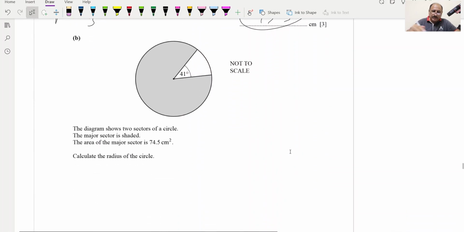Now B part, they are saying B part is also not to scale. The diagram shows two sectors of a circle. One is the smaller sector, which is unshaded. The major sector is shaded. The area of the major sector is provided, which is 74.5 centimeters squared. Calculate the radius. So radius we have to calculate.